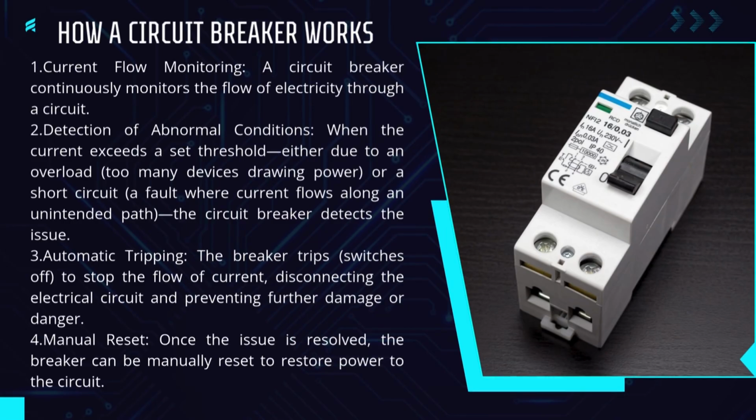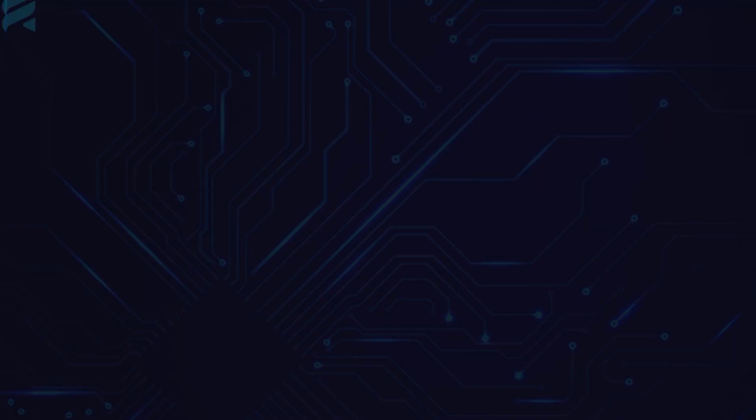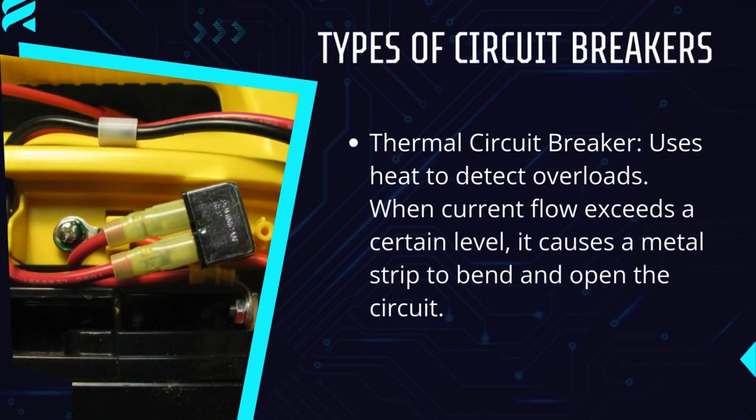The circuit breaker trips to stop the flow of current, disconnecting the electrical circuit and preventing further damage or danger. Once the issue is resolved, the circuit breaker can be manually reset to restore power to the circuit. There are different types of circuit breakers, like the thermal circuit breaker, which uses heat to detect overloads.